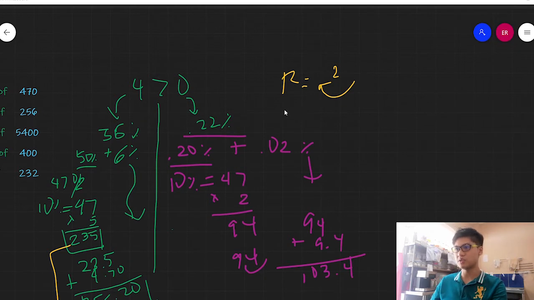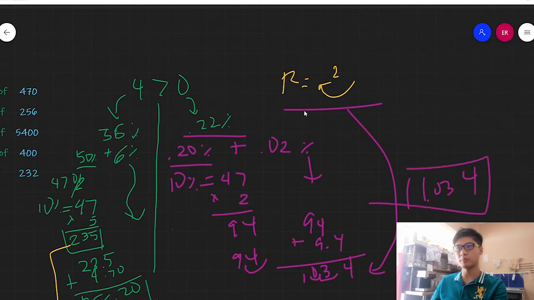Now, we have to use this reserve right now. We have to move two decimal places towards the left, and that will become 1.034, which is our answer for 0.22% of 470.